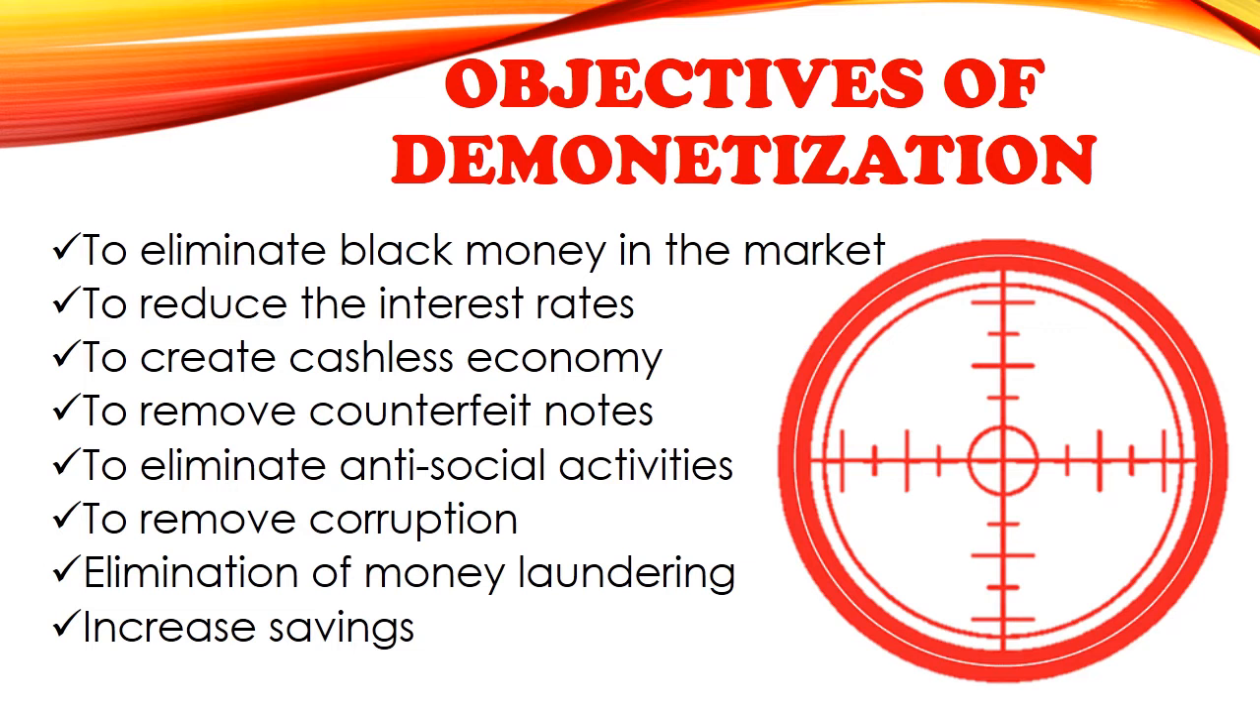ਗਈ. Then to remove the corrupt practices, as most of the corruption or the bribes are generally done through high value currency notes. So with the demonetization of rupees 500 and rupees 1000 notes, these types of corrupt practices were eliminated. Then the next objective was to eliminate the money laundering.